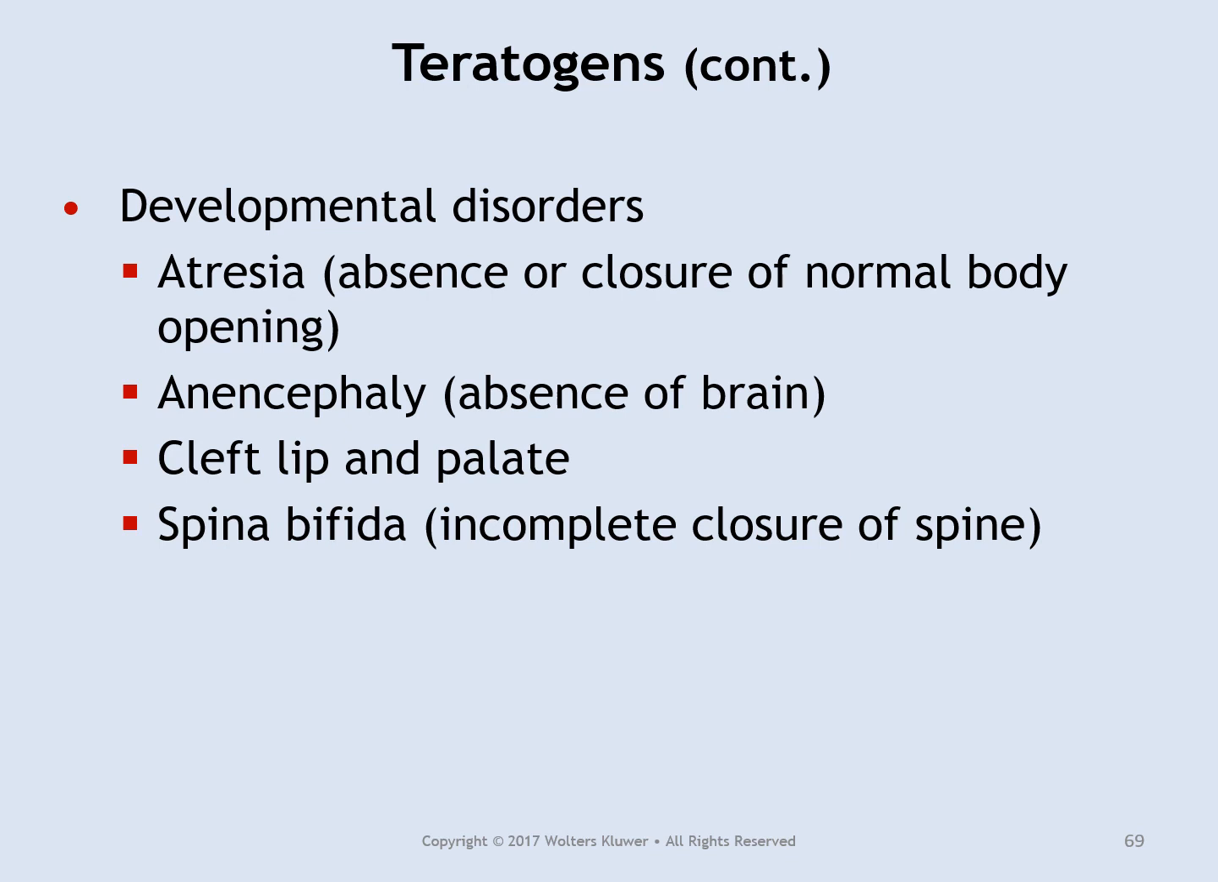So, some examples of what can happen when a fetus is exposed to teratogens. You can have atresia, when body openings don't close properly. You have anencephaly. You see the an suffix again, when there is no brain. Cleft lips and palates. And spina bifida is when the closure over the spine doesn't happen correctly.